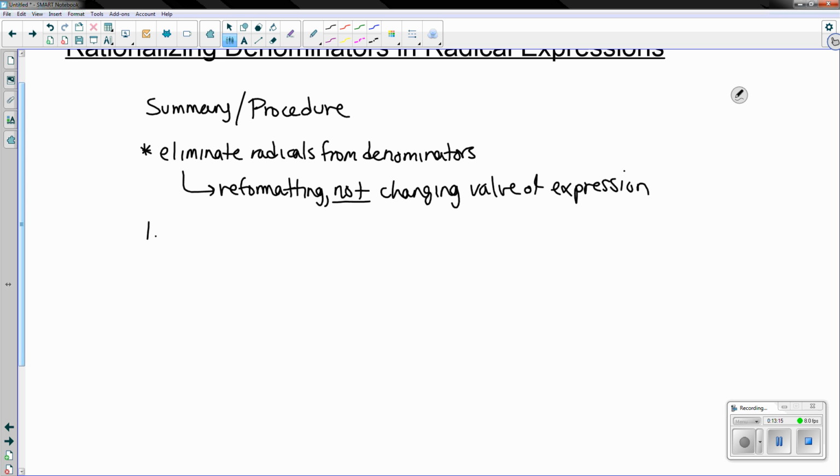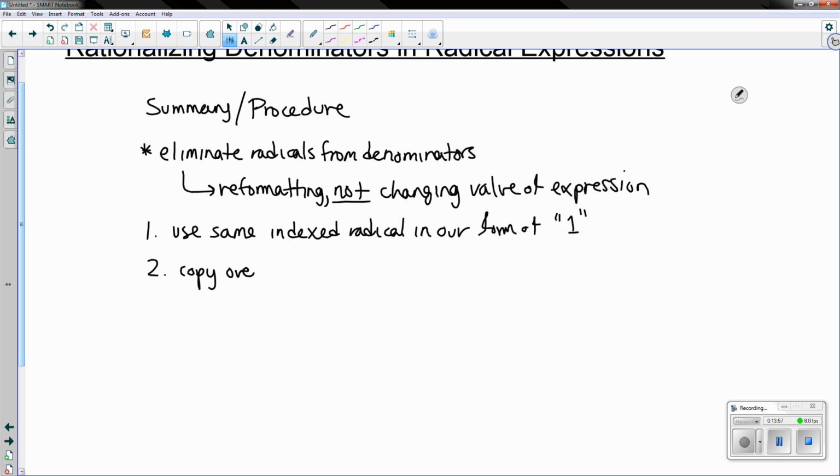So how do we do it? Step one, we need to use the same indexed radical in our form of 1, right? Because we're technically multiplying by a form of 1. So we copy over the same exact radical. If we have a square root in the bottom, we have to use a square root in our form of 1. Cube root in the bottom, cube root in our form of 1. Then we want to make sure we copy over all the terms into our new form of 1.